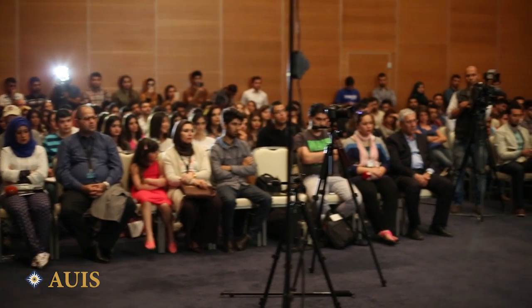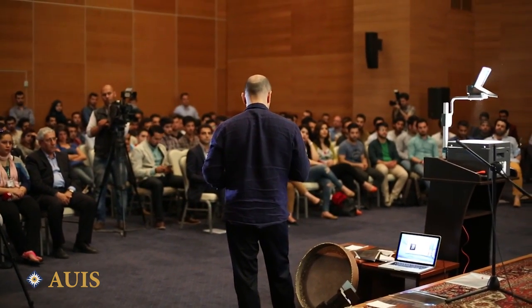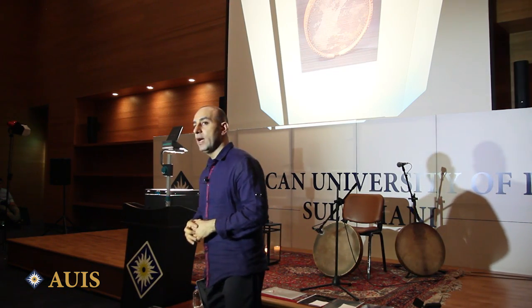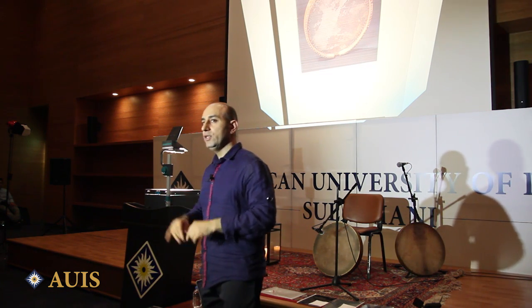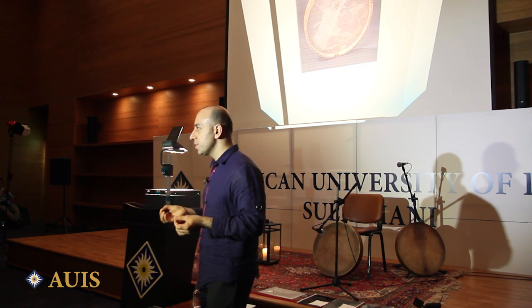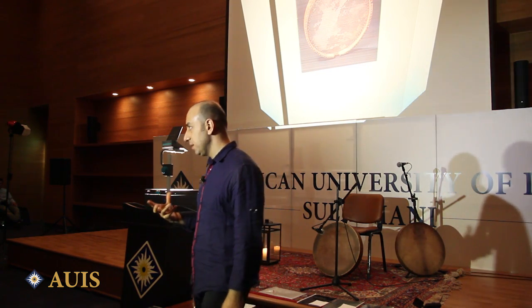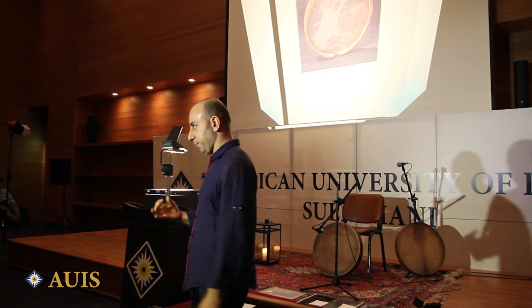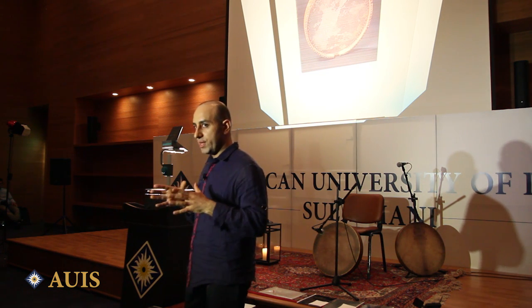When I say frame drum, it means that you have a frame, which is a circle. One part of the frame is covered by skin, and you have metal or bronze chains, which in Kurdish are called zinjar, inside the actual frame.